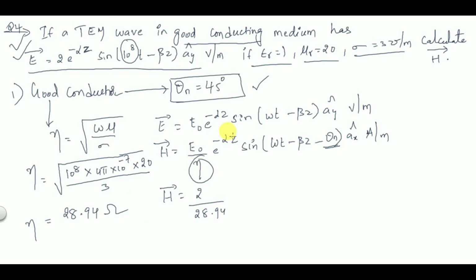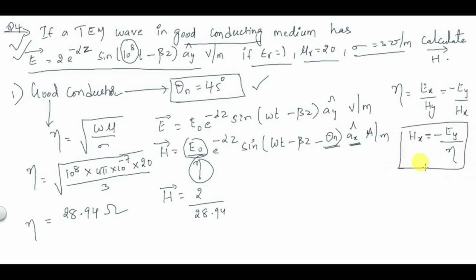And when the wave is traveling along plus z direction, what is the formula for eta? Eta is equal to Ex by Hy, which is equal to minus Ey by Hx. We need the direction of x, so we need the value of Hx. What will be the value of Hx? Hx is equal to minus Ey by eta. It is not only Ey, it will be minus Ey by eta.